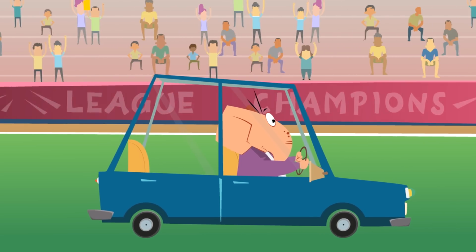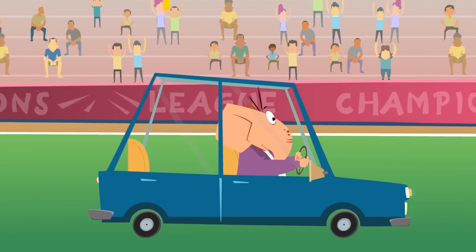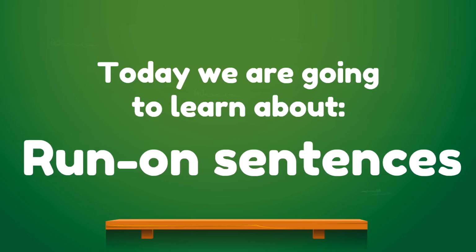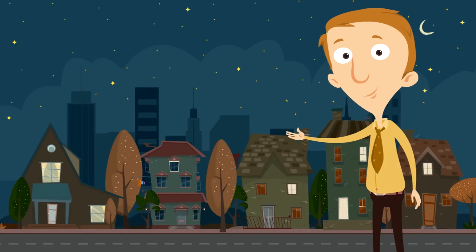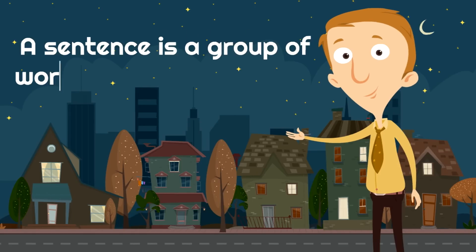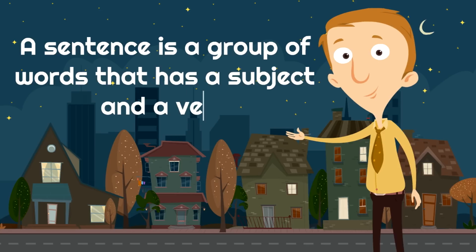Alright, next we are going to learn about run-on sentences. Run-on sentences are very interesting, and there's something special we have to do to fix them. But first, what is a sentence? Do you know what a sentence is? Well, a sentence is a group of words that has a subject and a verb. So if you see a group of words that has a subject and a verb, you could say, hey, that is a sentence.